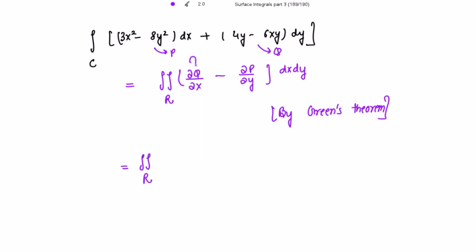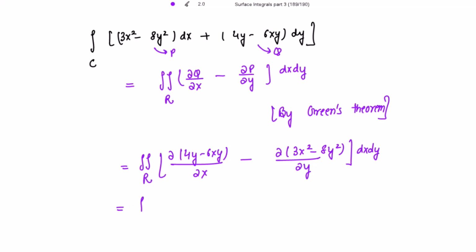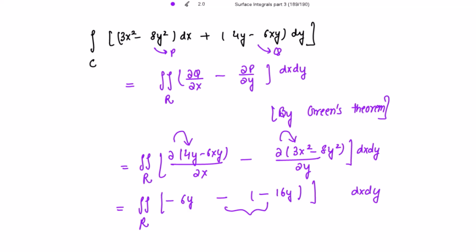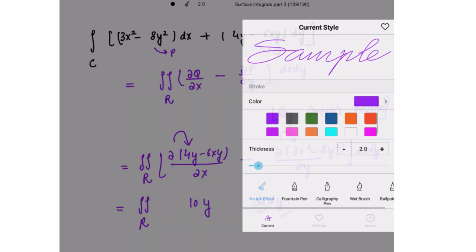Let's partially differentiate Q with respect to x. What is Q? It is 4y minus 6xy, minus the partial derivative of P, 3x squared minus 8y squared, with respect to y, dx dy. Differentiating with respect to x, we get minus 6y, minus, differentiating with respect to y, minus 16y, dx dy. Managing these two signs, we get a plus sign. So this is minus 6y plus 16y, which is 10y. Please mark this as 1. So this is the double integral over R of 10y dx dy.